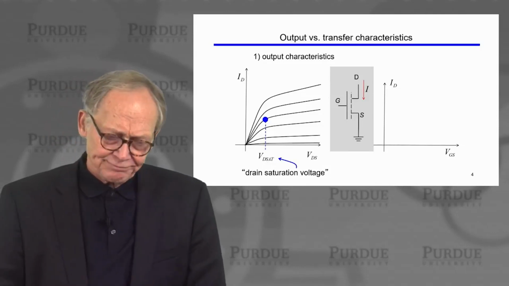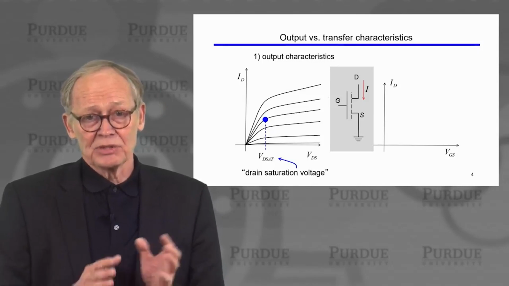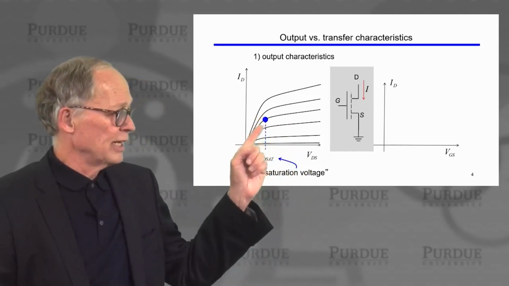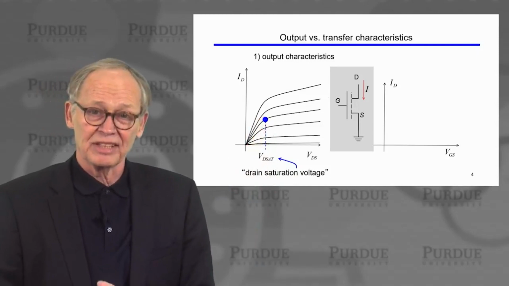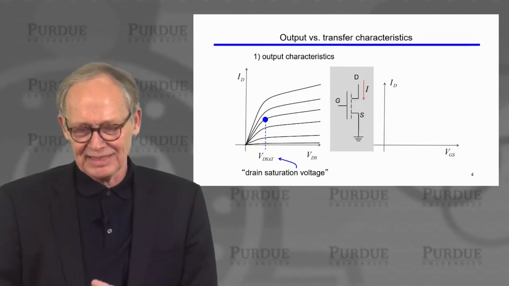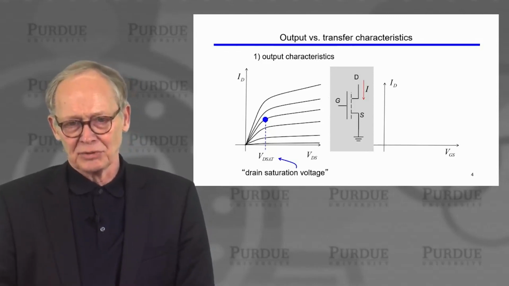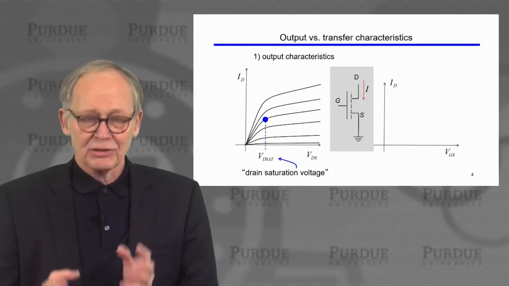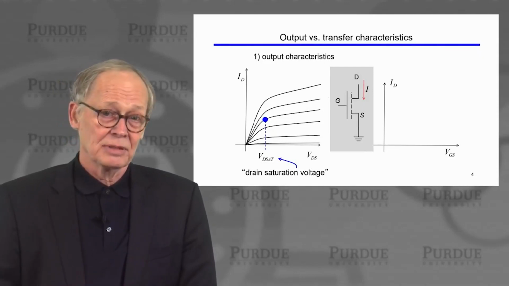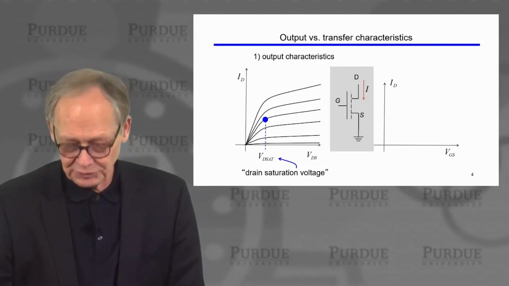Now, we can define a voltage called the drain saturation voltage, which separates two key regions of this output characteristic, the linear region and the saturation region. And you can see that where voltage is bigger than the drain saturation voltage, the current doesn't completely saturate, but it becomes much less dependent on drain to source voltage.